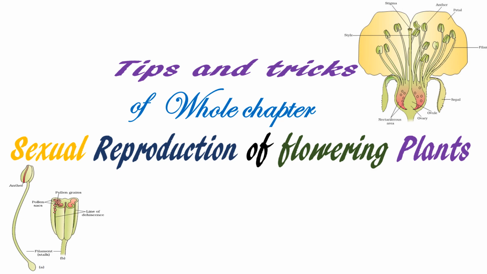In today's video we are going to see the tricks for the whole chapter of sexual reproduction of flowering plants. It is the second chapter of class 12th and it is a very important chapter regarding the CBSE as well as the NEET. And in this specific video we are going to see all the tricks that are important from the chapter sexual reproduction of flowering plants. So let's get started with the video, guys.